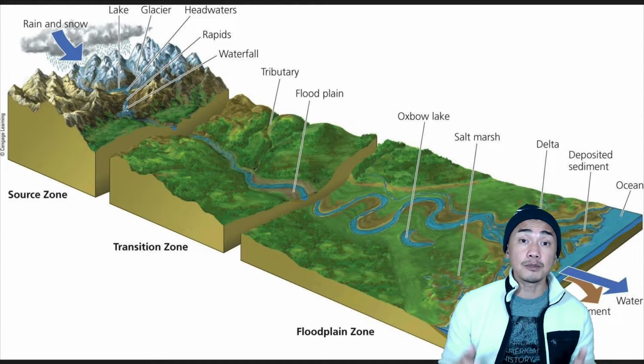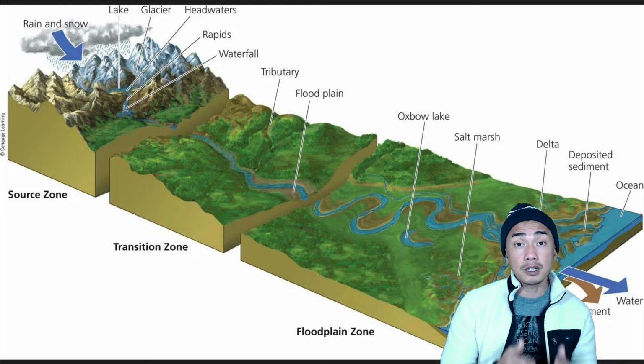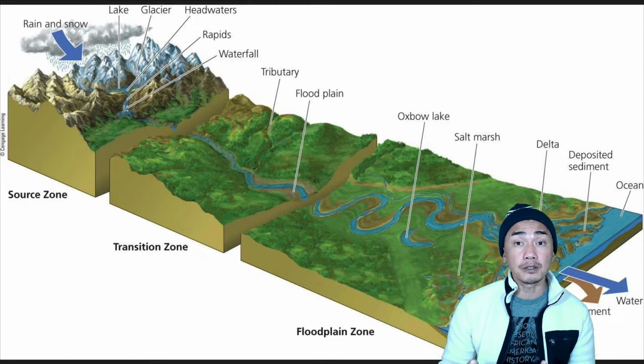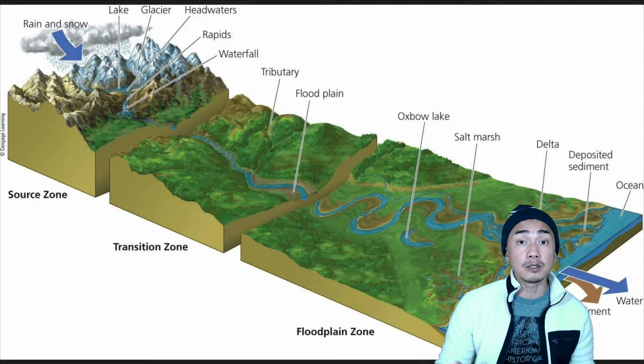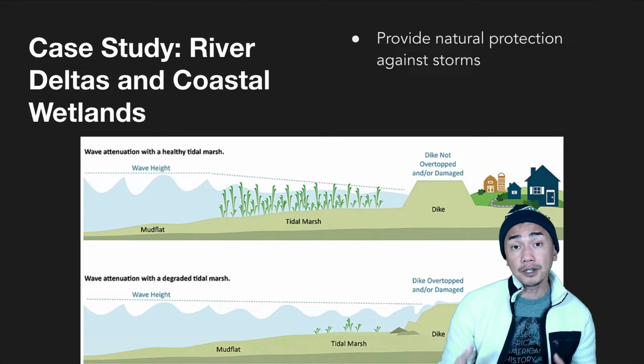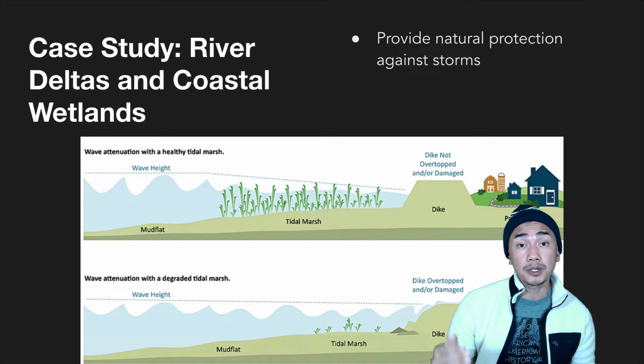This diagram shows the three zones of a river: the source zone, transition zone, and floodplain zone. In the floodplain zone, you'll find the river delta, where the river empties into a larger body of water. River deltas at the end of a river are significant because they're often home to coastal wetlands. These coastal wetlands can absorb wave energy and prevent damage during storms and hurricanes.